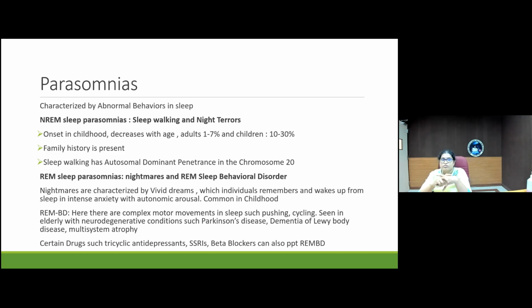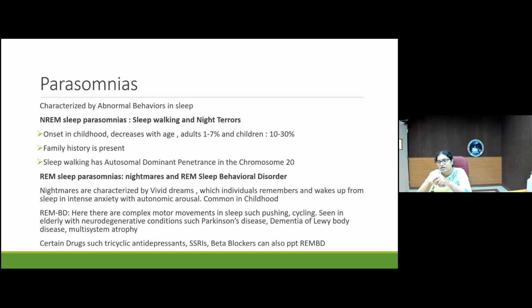Coming to REM BD. Here, there are complex motor movements in sleep, such as a person pushing, cycling, at times fighting in sleep, but is unaware that he or she is doing such activity. It can be seen in individuals with neurodegenerative conditions such as Parkinson's, dementia with Lewy body disease, and multisystem atrophy. Alpha-synucleinopathies have been seen to carry an increased risk of REM BD.